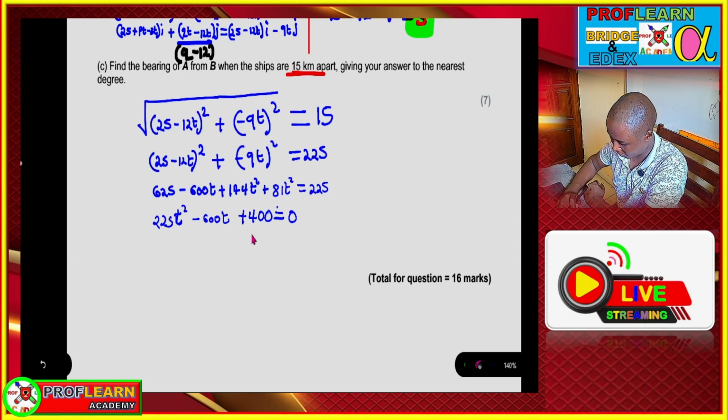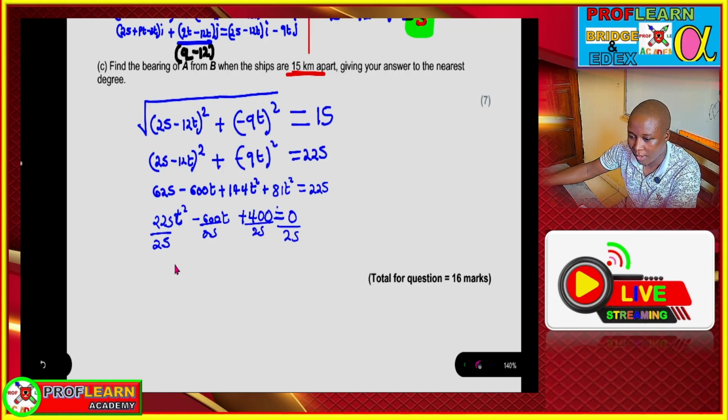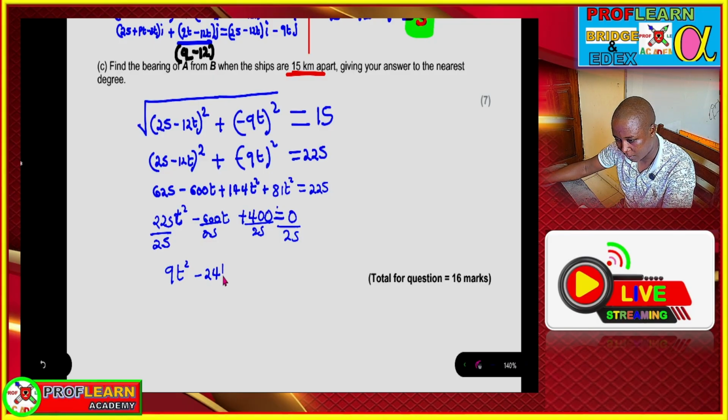If we divide all through by 25, this is going to be 9t squared minus 24t plus 16 equals 0.